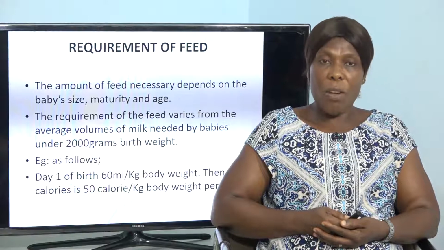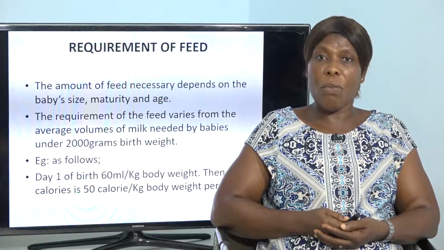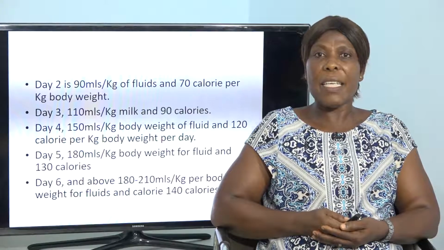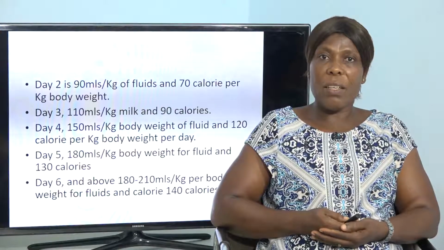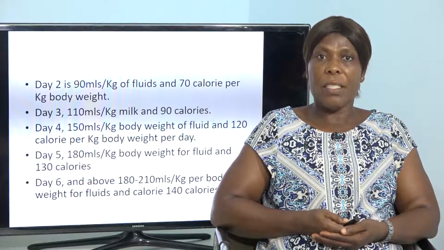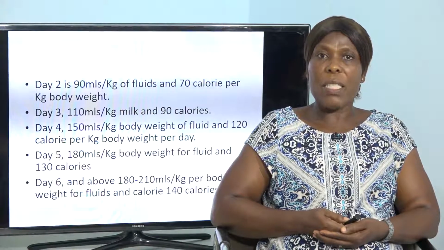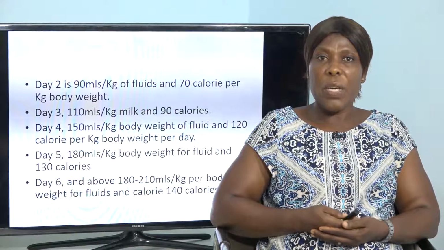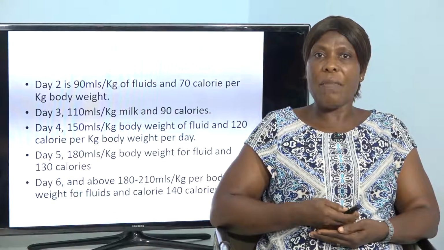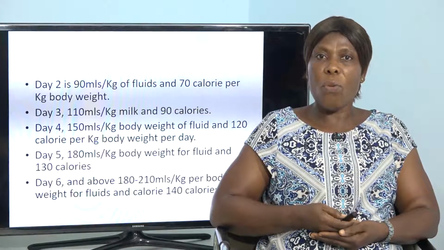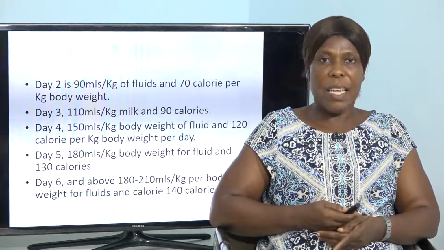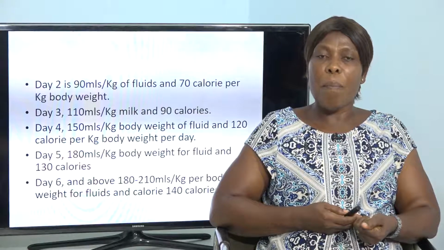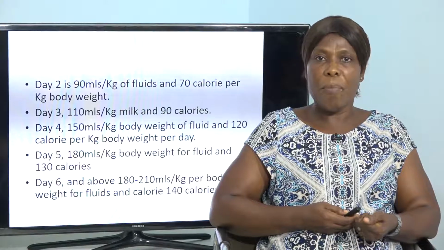So the weight of the baby determines the amount of feed you are supposed to give per day. Day 2 is 90 kg. So we know the weight of our baby already is 2 kg. So day 1 we give 120. So day 2 we are going to give 180 per day. So it keeps on increasing. Day 3 we are giving 110 ml. And then day 4 we are giving 150 per body kg. So you have to bear in mind, know the weight of the baby and then the amount of feed you are supposed to give per day.